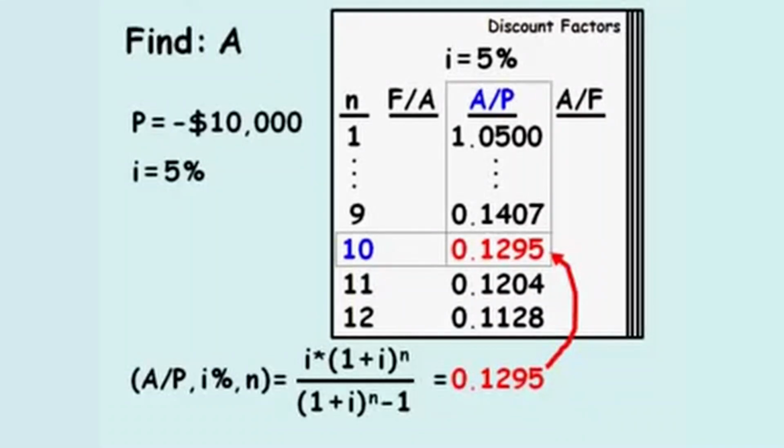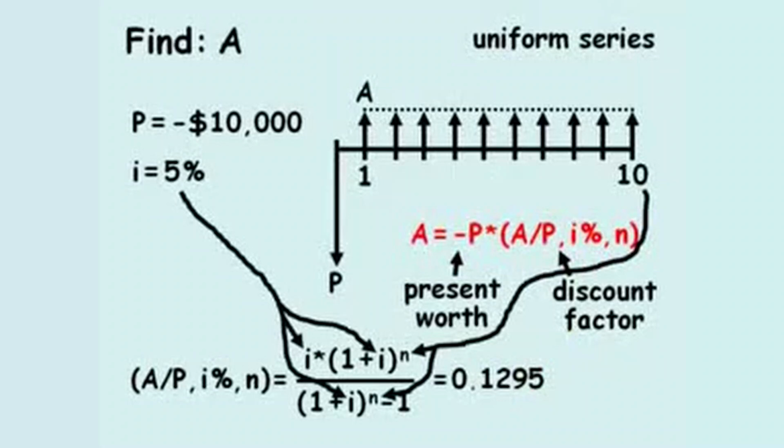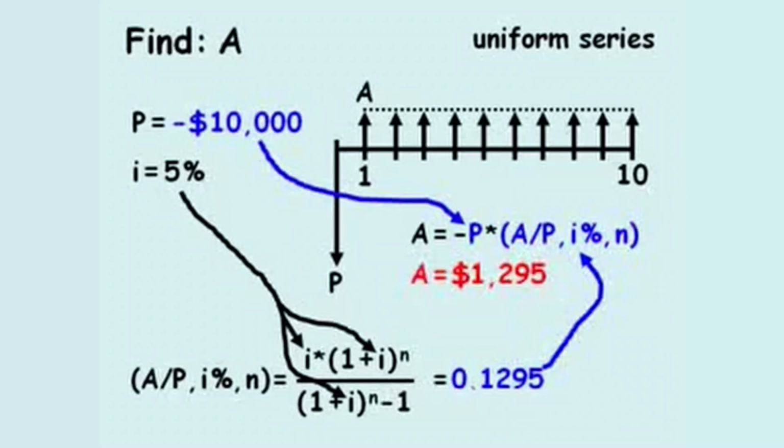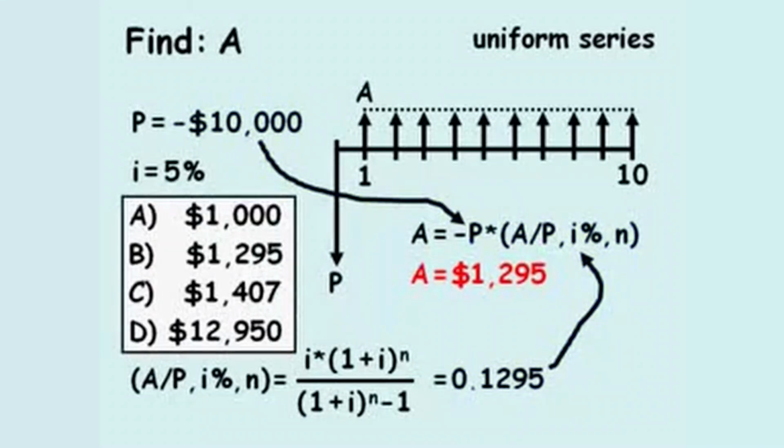Next, we'll return to our equation for the annual amount, plug in the present worth and discount factor, and the annual amount paid back each year equals $1,295. When reviewing the possible solutions, the answer is B.